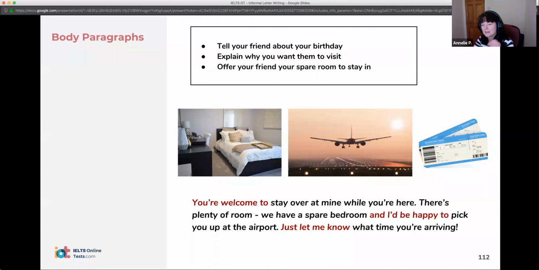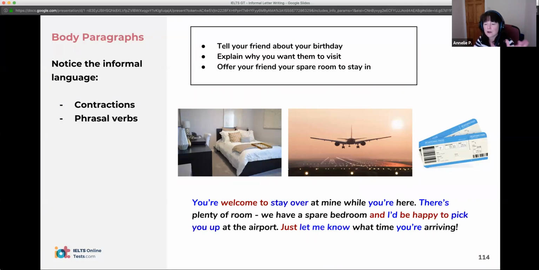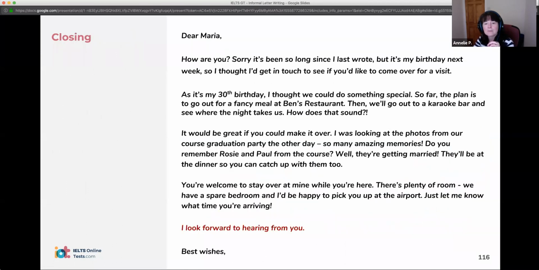All right, so detail, detail. We've got lots of contractions. Everything is contracted that can be. Phrasal verbs: stay over, let me know, pick you up. Plenty of is quite informal as well. So good informal language there, okay?